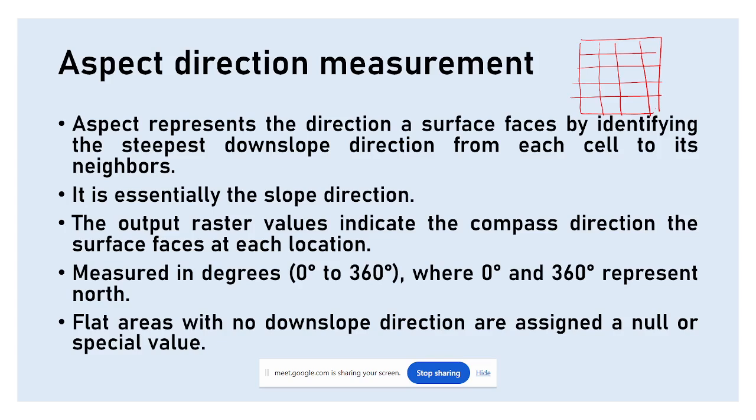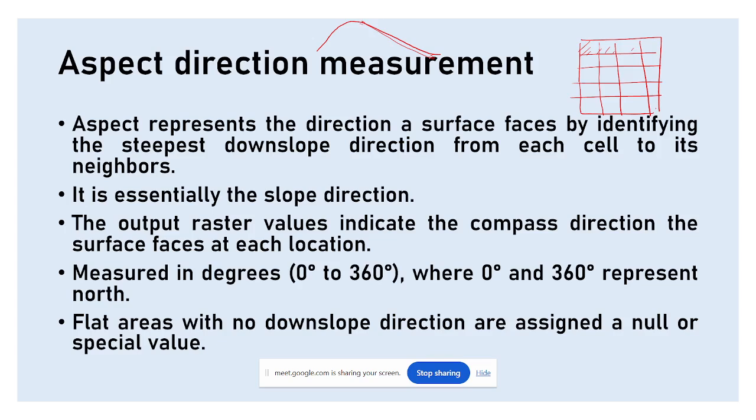Okay, so we have a grid like this, and each cell will have different values. Suppose this grid is representing an area which has some elevation or depression, whatever it is. The aspect will represent the direction a surface faces by identifying the steepest downslope. So for example, let's say we have some terrain like this, and this is the steepest downslope. This steepest downslope direction from each cell to its neighbors will be determined by the aspect. So it is essentially the slope direction, in which direction that slope is.